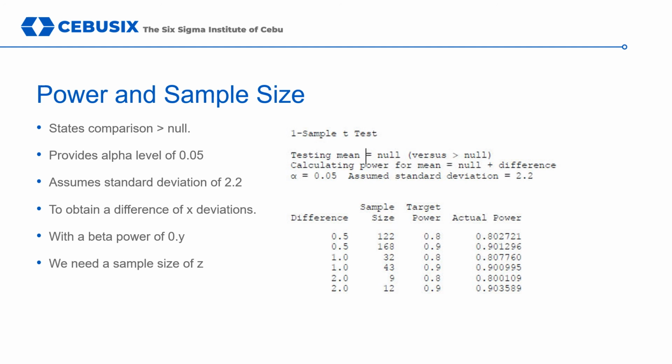A summary will be printed out on the workspace and will provide the test name. It will state that, in this case, you are testing the mean and that your hypothesis is the null versus greater than the null. Because we selected multiple differences, multiple deltas between 0.5 and 2.0, and because we selected two power values, 0.8 and 0.9, the printout includes the sample size for each possible combination of power and delta.